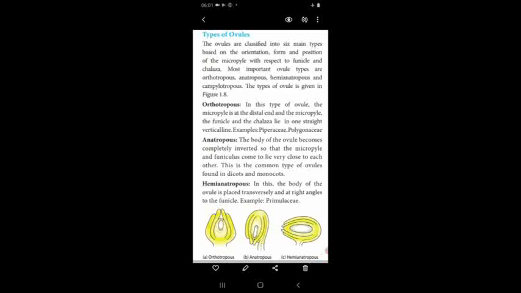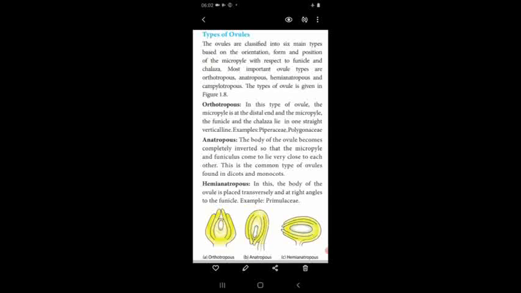Next one, anatropous ovule. This ovule is an inverted ovule. In that inverted ovule, the micropylar region and the funicle region lie side by side and very close to each other. So this type of ovule is called anatropous, which is commonly found in dicots and monocots plants.